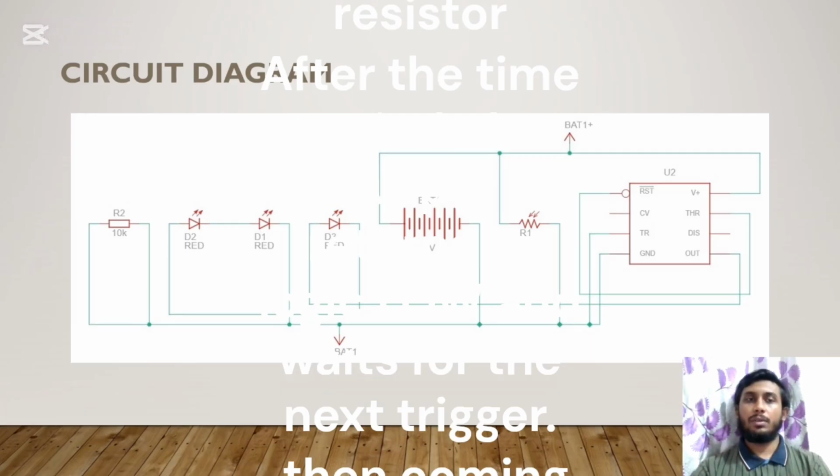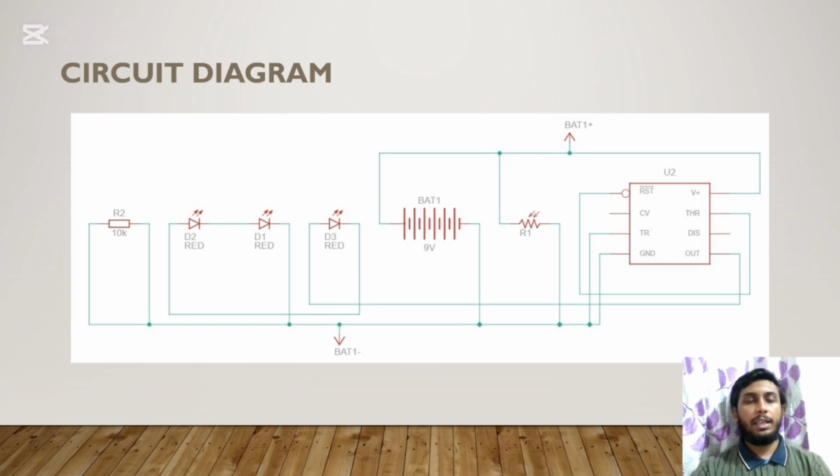I will be the host for this part, where I will be explaining the circuit diagram for this project. As my groupmate has already explained which components we have used, as you can see on the screen, there is an LDR, which we can say is the heart of our project. Then we have used the 555 timer.